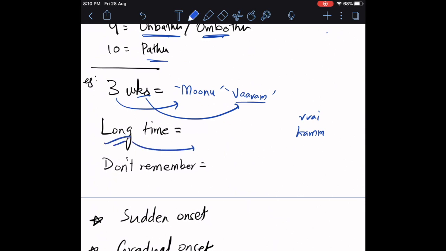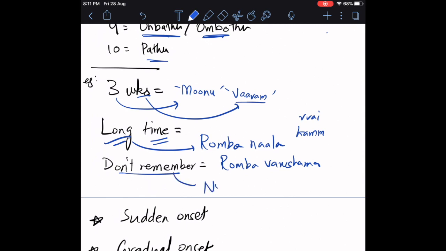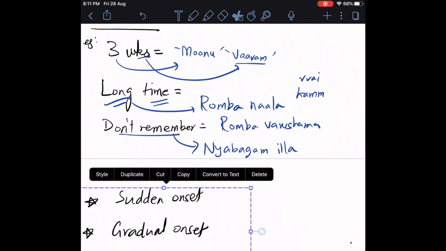Sometimes the patient will say, for a long time. Okay, long means romba. If they're going to mention for so many days, they'll say romba nala, okay, or for so many years, they'll say romba varushama. So if they are not sure about the actual duration of their problems, they're going to use the word romba. Just remember that. Sometimes, worst case scenario, a patient will not remember. So they'll say nyabagam illa. Nyabagam illa means I don't remember how long I am having this problem. Okay. Are we cool with this? This is going to be the basic time scale of it.